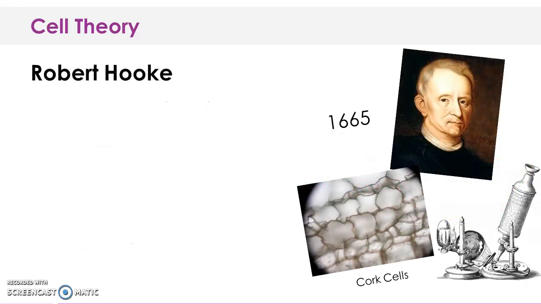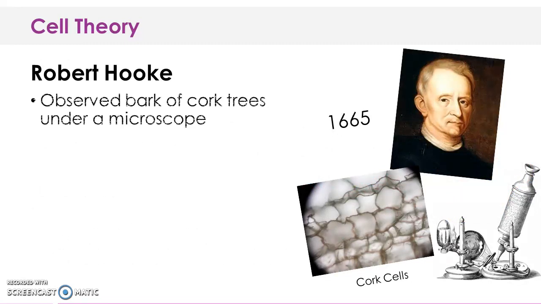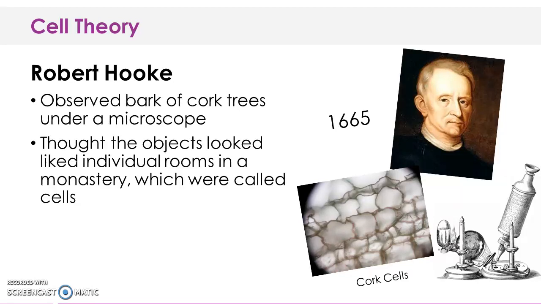So the cell theory began with a man named Robert Hooke, who in 1665 decided to study the bark of cork trees under a microscope. When he did that with the microscope you see in the bottom right picture, he saw what you see in the bottom left picture. To him, the objects looked like little rooms or little boxes, which reminded him of the rooms in the monastery in which he lived. And that's where the name cell came from.